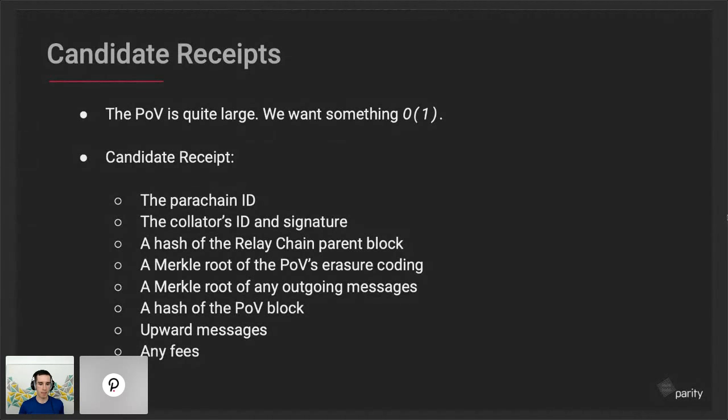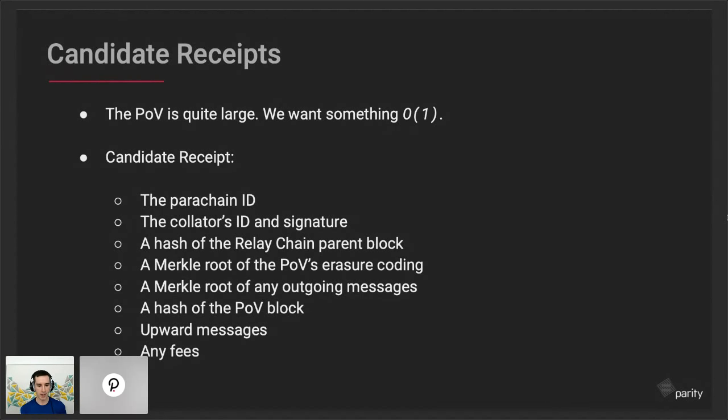Everything in here is constant size, basically. So parachain ID, collator ID, these are U32s. We have a bunch of hashes here. Merkle roots are hashes. Hash of the relay chain parent block. So you're telling the validators which relay chain, because the relay chain potentially has forks that haven't been finalized yet. And so you're telling them how you want to build on the relay chain. The Merkle root of the POV's erasure coding, which we're going to get to next. Merkle root of any outgoing messages, and then hash of the POV block, upward messages.